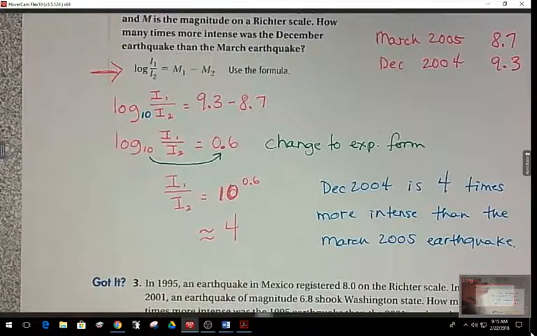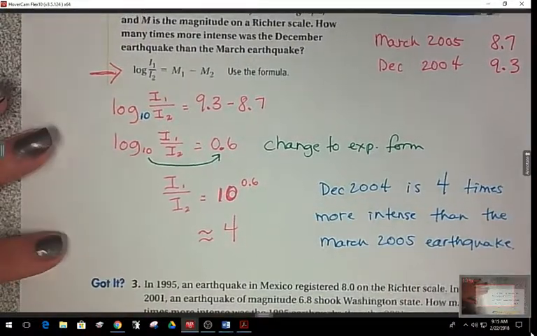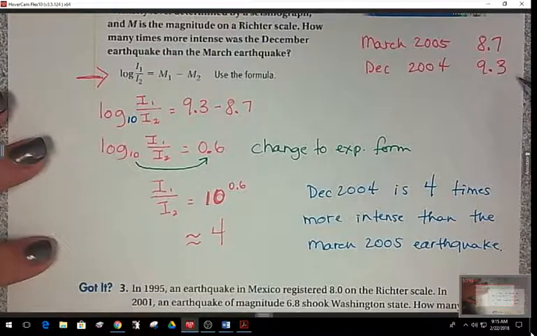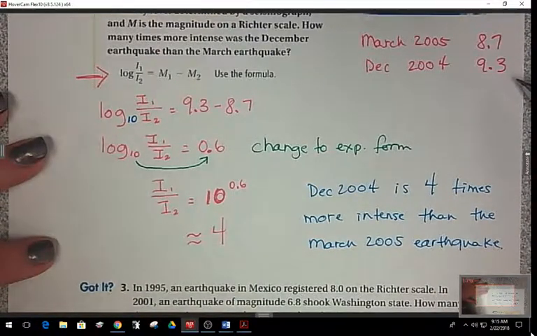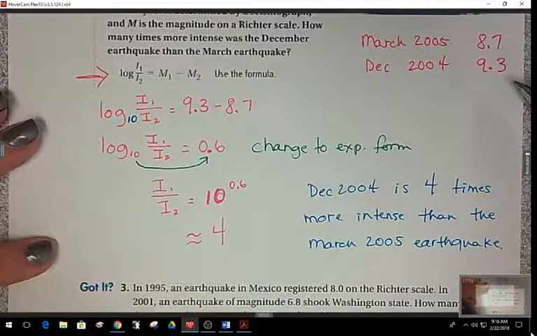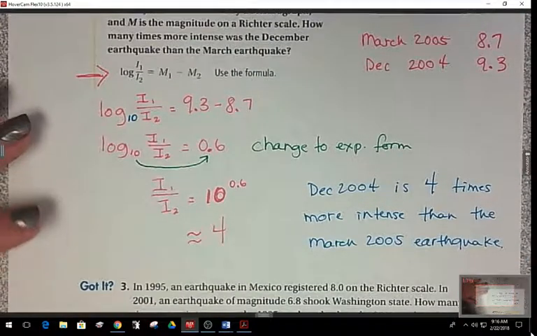Okay, and again, I had no idea that this 9.3 caused 4 times the amount of damage, the number of lives lost, economic, having to rebuild, all of that, 4 times more for a 9.3 than for an 8.7. So this problem gives me a little bit of a frame of reference for that.